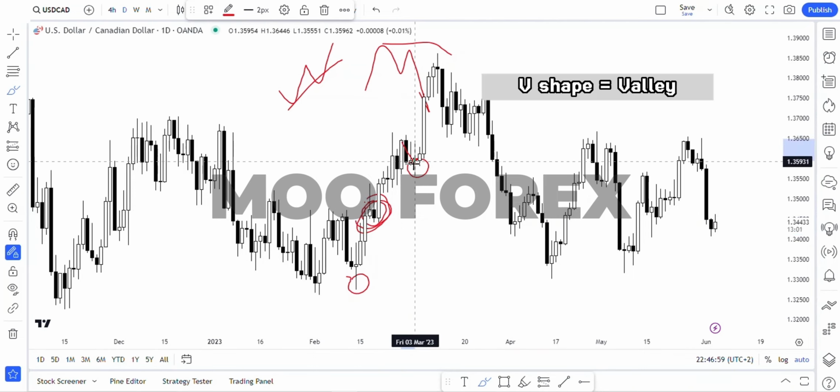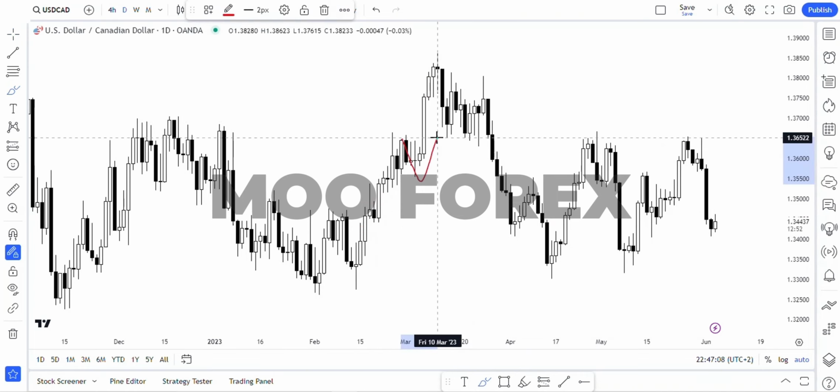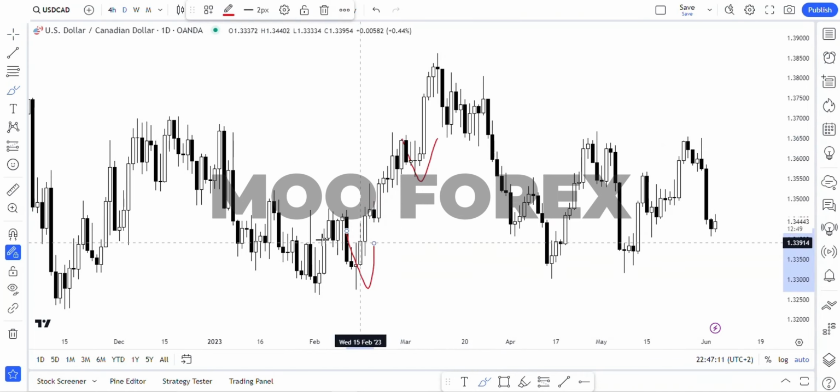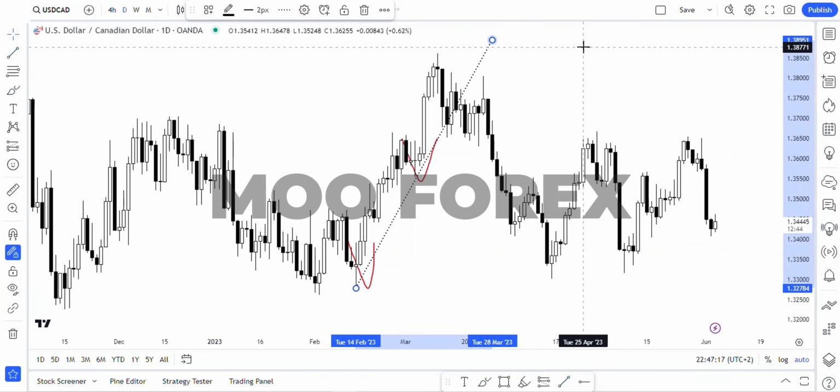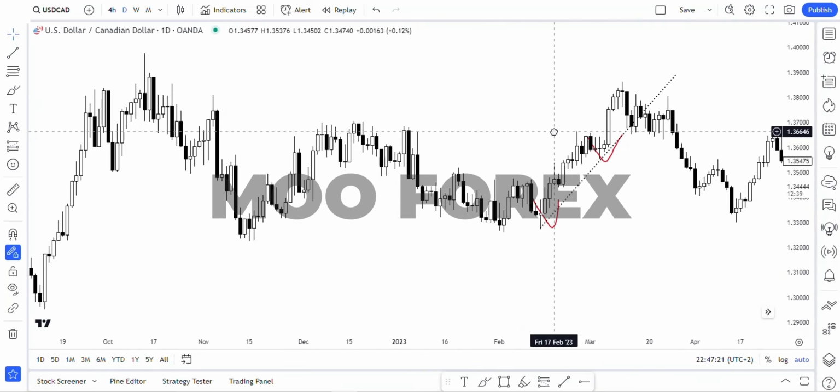But this one here is a B shape, so this is a belly. So this one here is a belly and this one here is a belly. Okay, so we can connect these two here. Okay, that's how you're going to draw a trend line. Now let me show you some bearish trend lines.